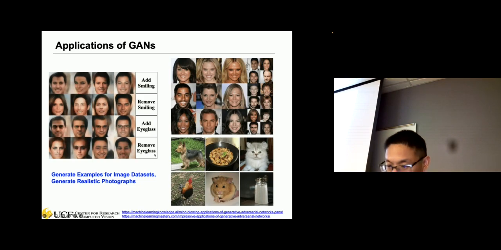So it has a lot of applications since the invention of GANs, mostly in the image or video generation domain. So we can basically generate images. On the right side, if you look at all these face images, they look realistic.